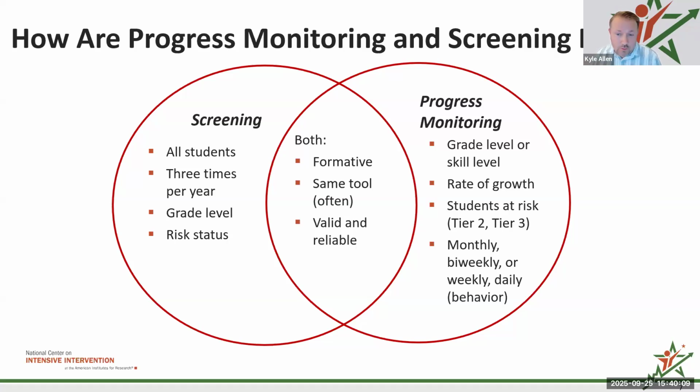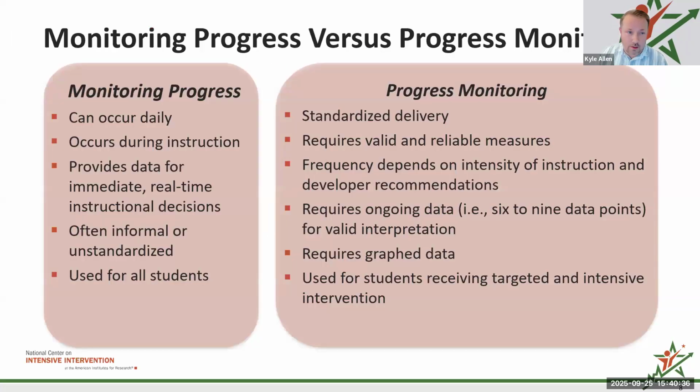It happens for students at risk, where screening obviously is all students. Progress monitoring is really just for those students who've been identified as at risk. And then when we talk about frequency of progress monitoring, it really depends on the intensity of the intervention, right? And so it could happen monthly, bi-weekly, weekly, sometimes even daily, which I know sounds crazy, but that would be like for a behavior example, right? So again, wonderful question, really good timing as well.